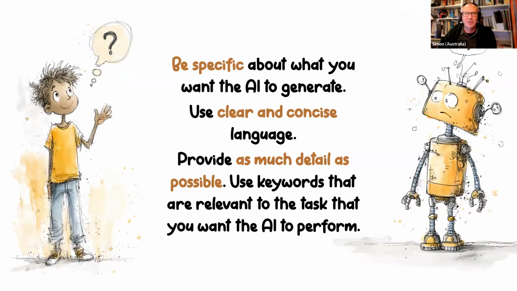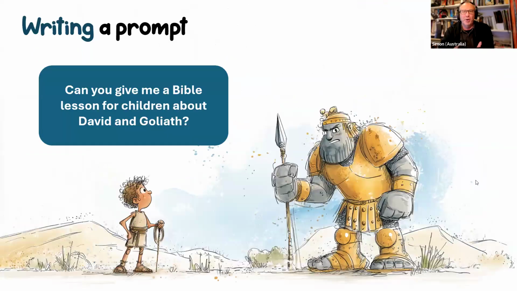But then it comes down to writing the prompt. So I've tried this. If I say to ChatGPT, can you give me a Bible lesson for children about David and Goliath? First up, it will know that it comes from 1 Samuel 17. It'll work that out, and it'll give me a reasonable answer.